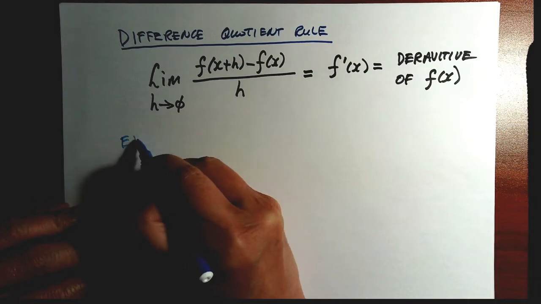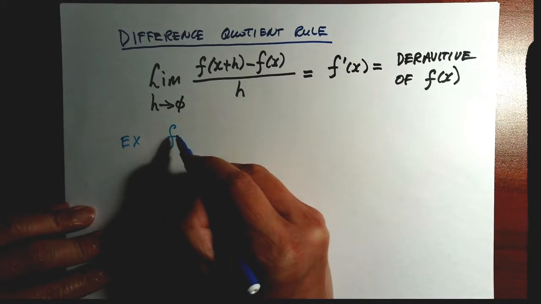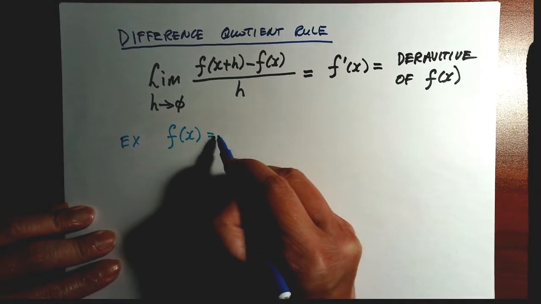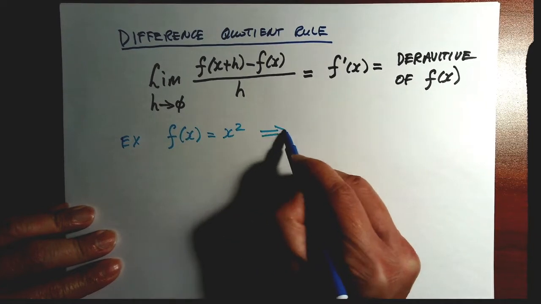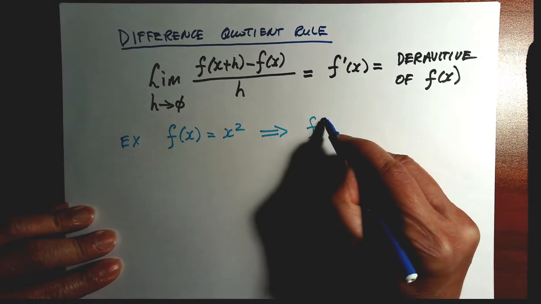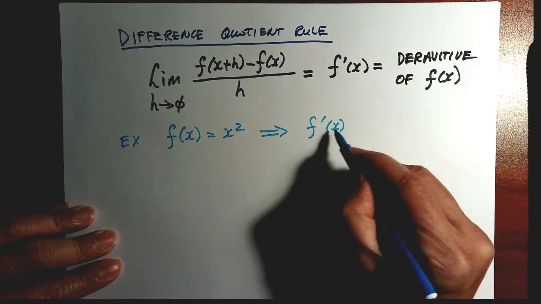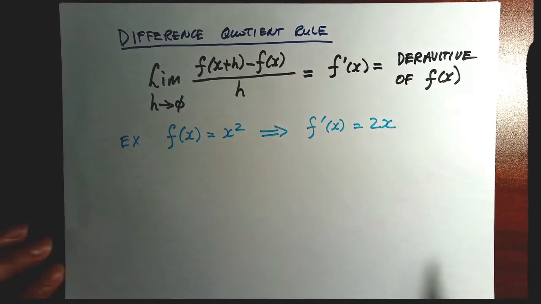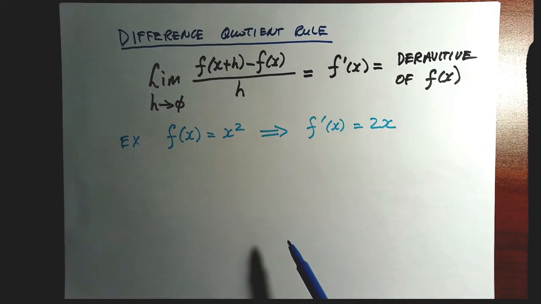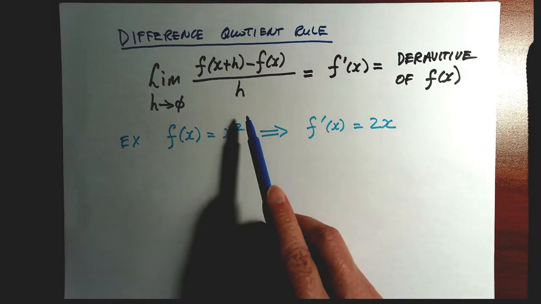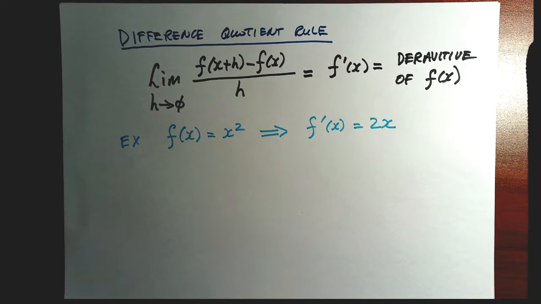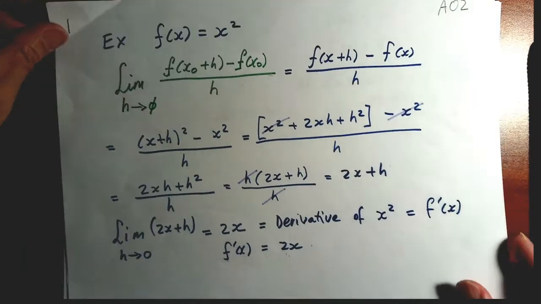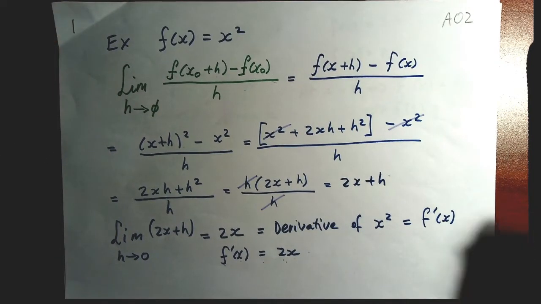In the previous lesson, we took an example of f(x) equals x squared, and we derived the derivative, written as f prime x, to be equal to 2x using the difference quotient rule above. This was the example.